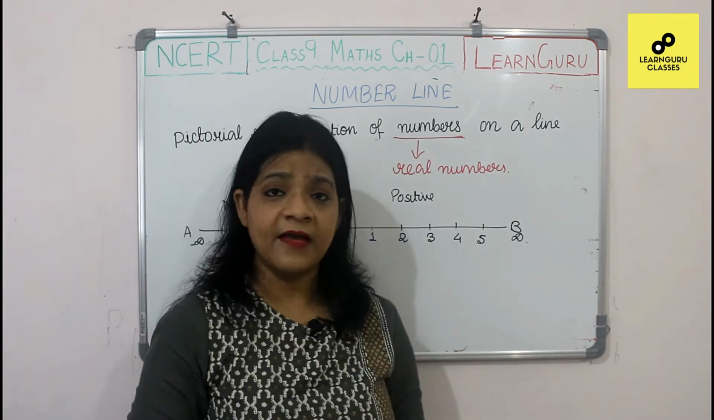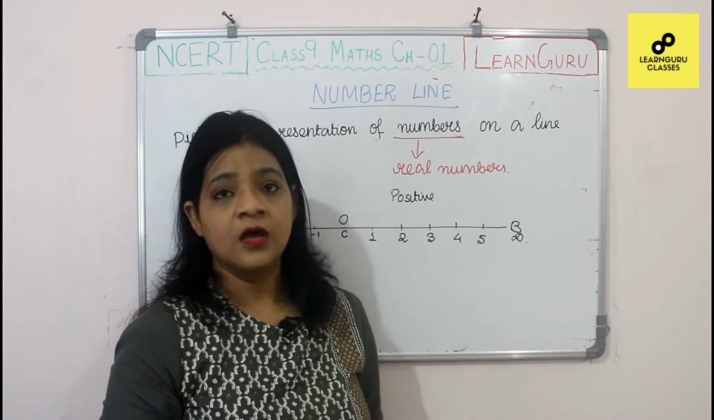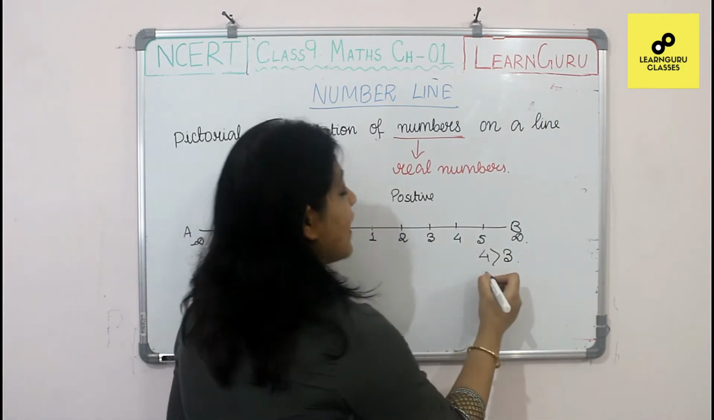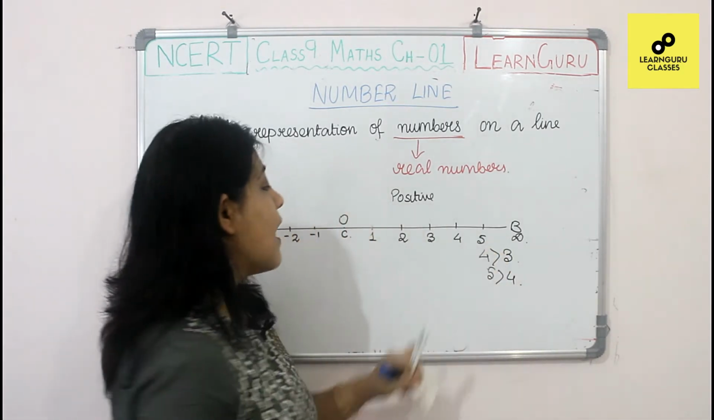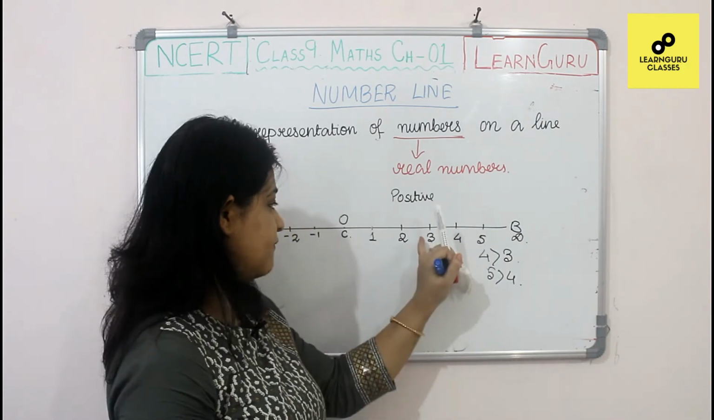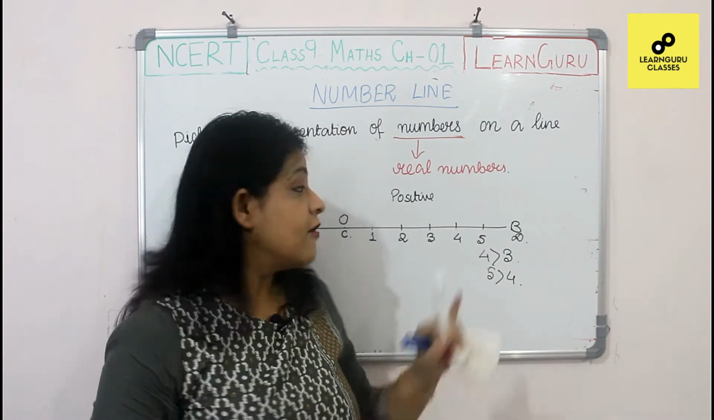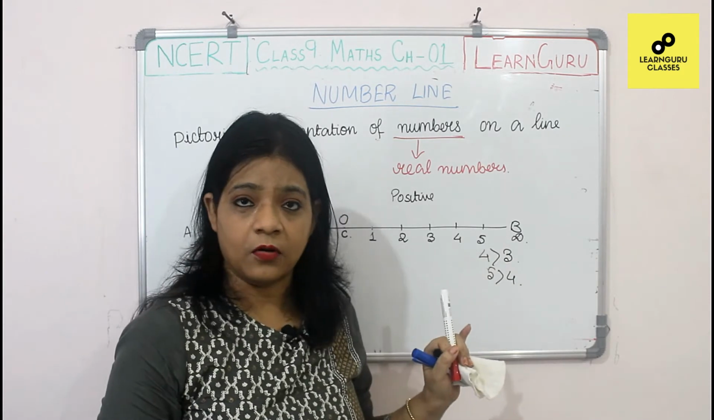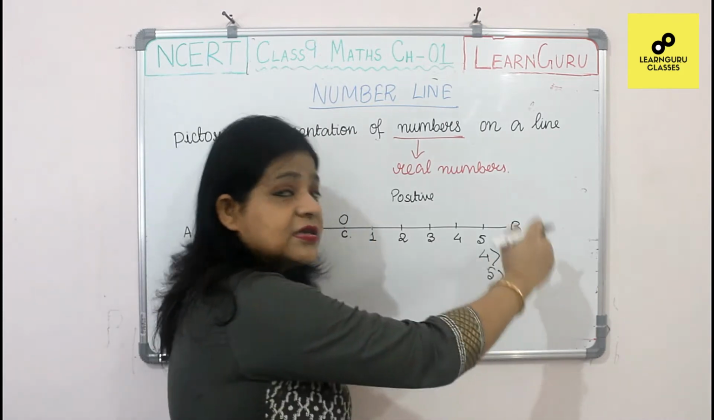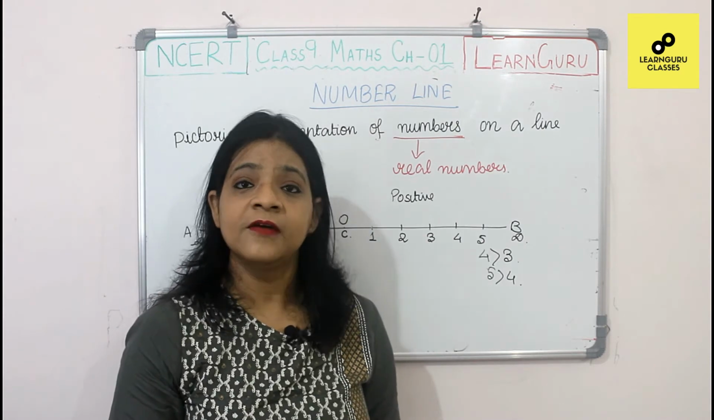Now if I ask you which one is greater, 4 or 3? You will obviously tell me 4 is greater than 3, or 5 is greater than 4. Now can you tell me where the positions of 4 and 5 lie? If I compare 3 and 4, 4 is situated to the right of 3. 5 is situated to the right of 4. So from that what can we conclude? That as we walk towards the right, we will get increasing values of positive integers.